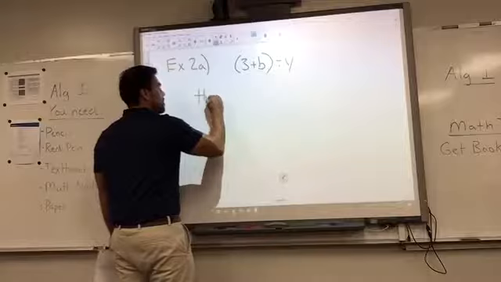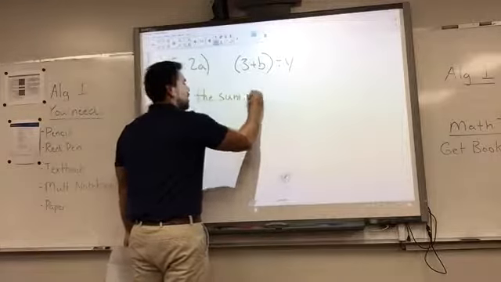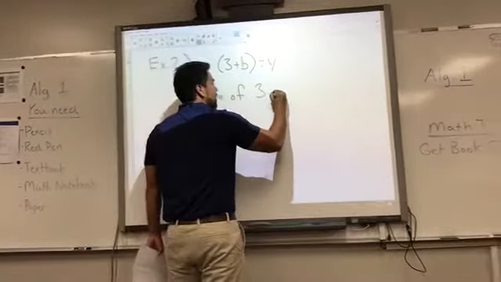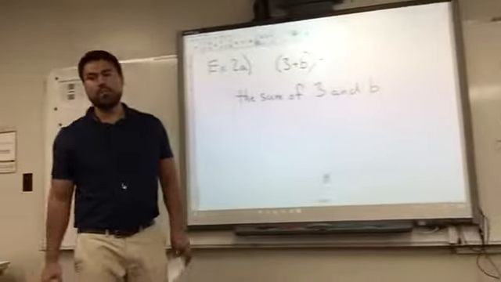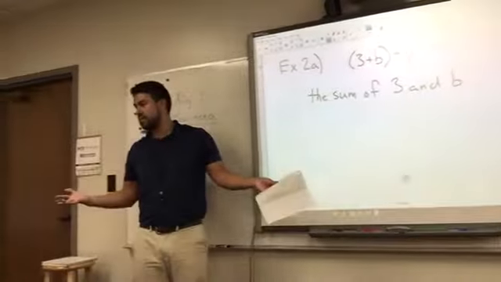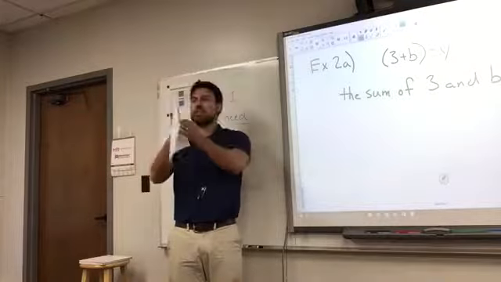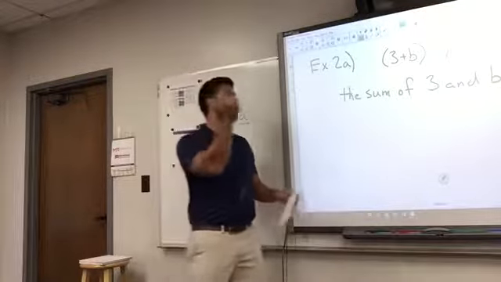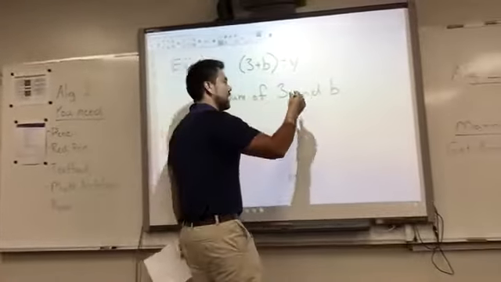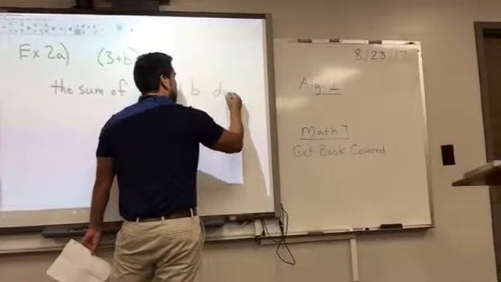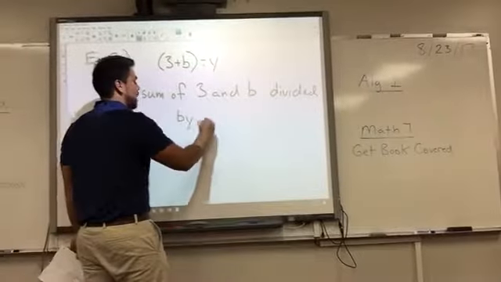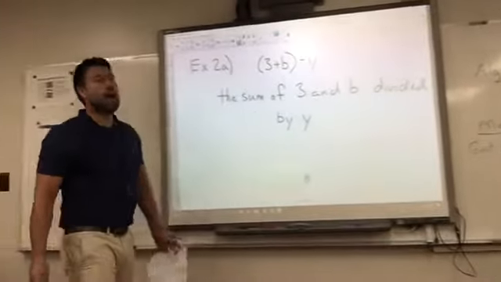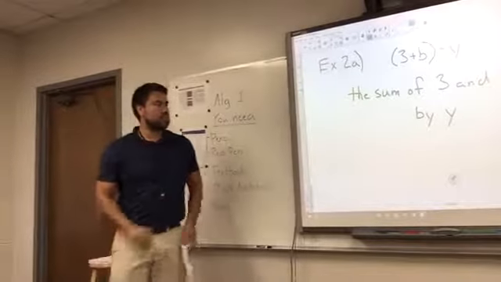The sum of 3 and b. Okay, do I know what the sum of 3 and b is exactly? Like, do I know what b is? No. So I really can't combine those anymore. But I know if I could, I would add those up, and then what would I do? Divided by y.